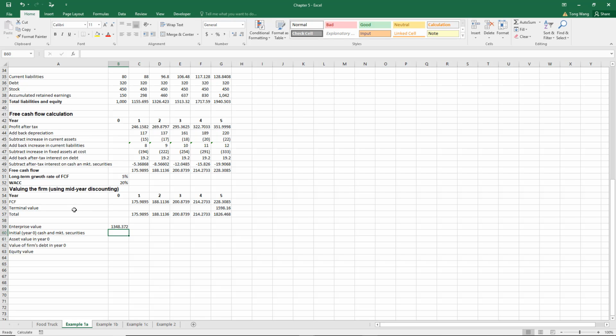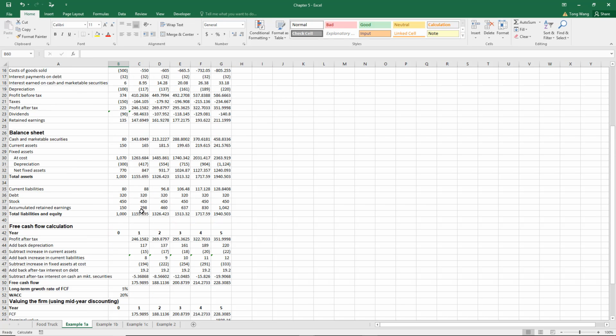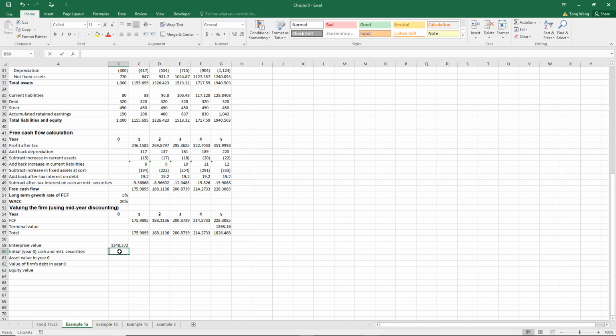So this is the enterprise value of the company. This value comes from the company's ability to generate future cash flows. To calculate the total value of the company, we also need to account for the current cash holding of the company, which is in B27. You add up the value of its future cash and the value of its current cash, and you have the value of the company.